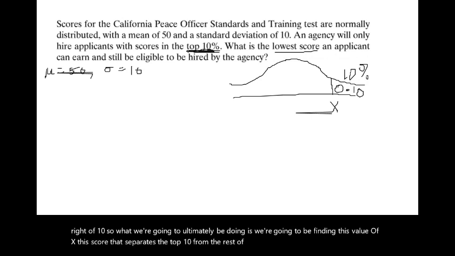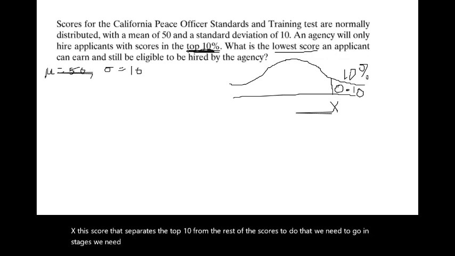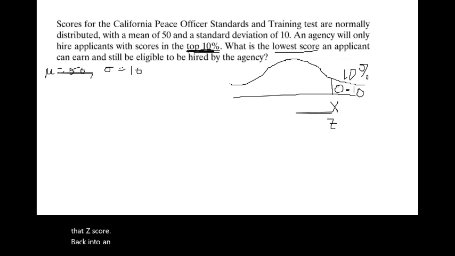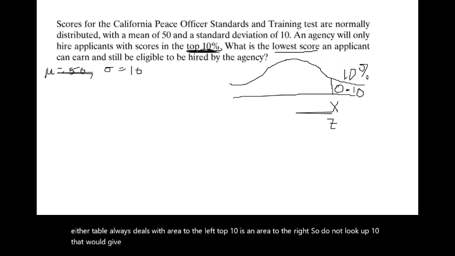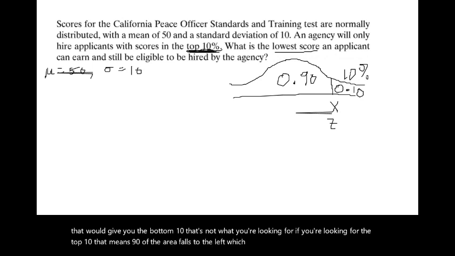To do that, we need to go in stages. We need to first find the z-score that goes with this area, and then we're going to turn that z-score back into an x value to get the test score that will determine the top 10%. However, which area does either table always deal with? Either table always deals with area to the left. Top 10% is an area to the right. So do not look up 0.10. That would give you the bottom 10%. That's not what you're looking for. If you're looking for the top 10%, that means 90% of the area falls to the left, which means the area to the left is 0.90.